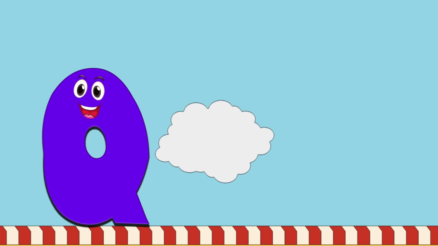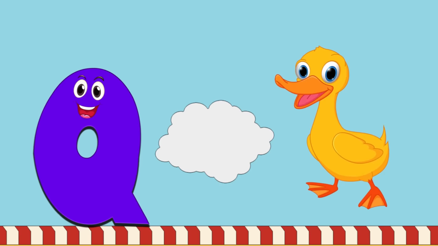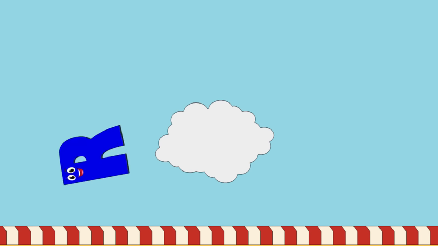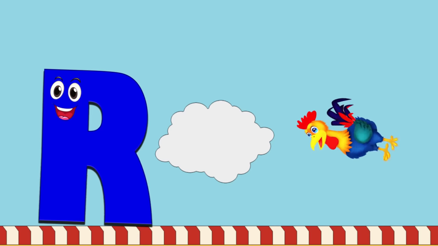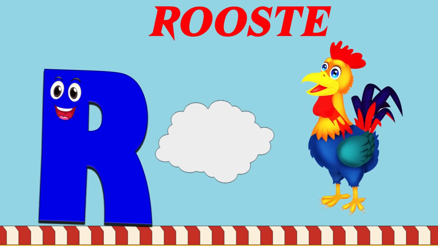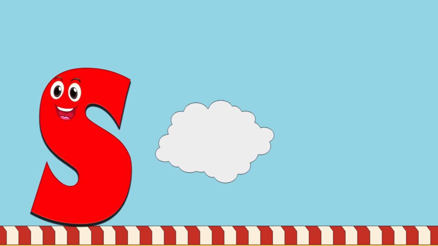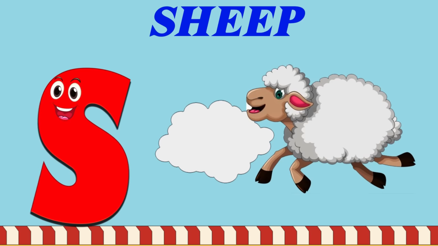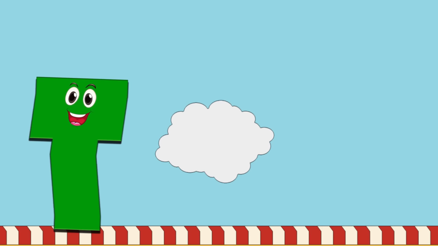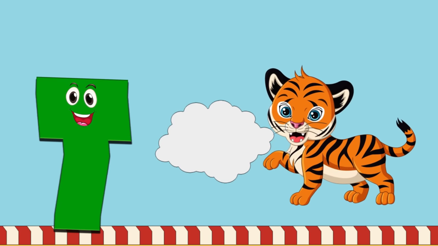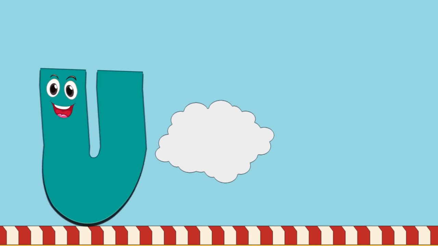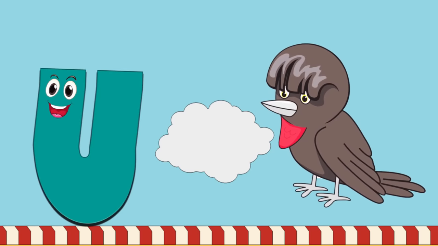Letter Q. Q for quack. Letter R. R for rooster. Letter S. S for sheep. Letter T. T for tiger. Letter U. U for umbrella.